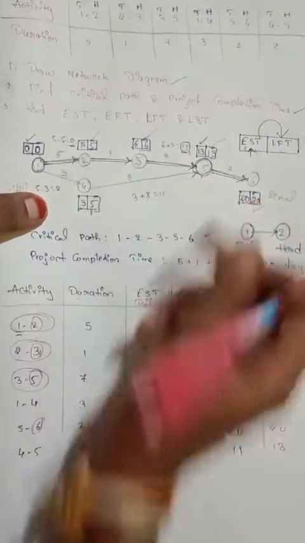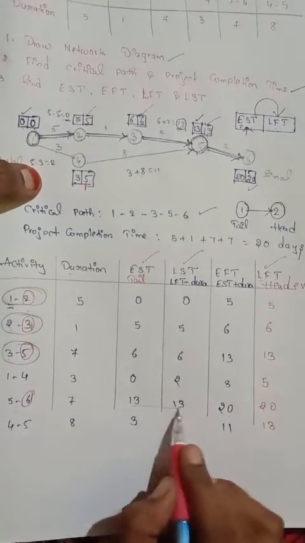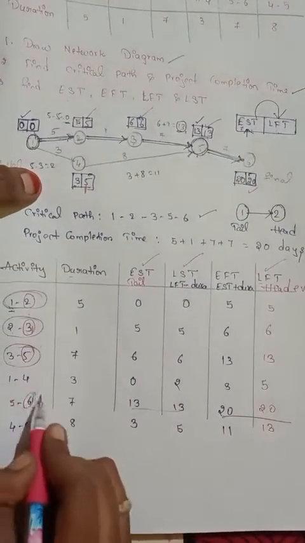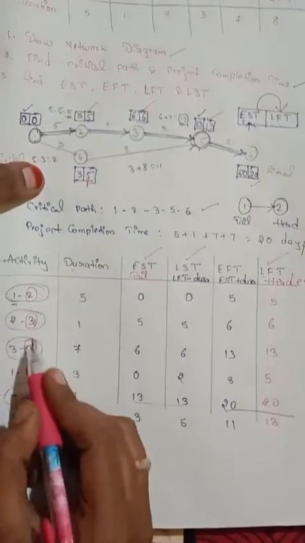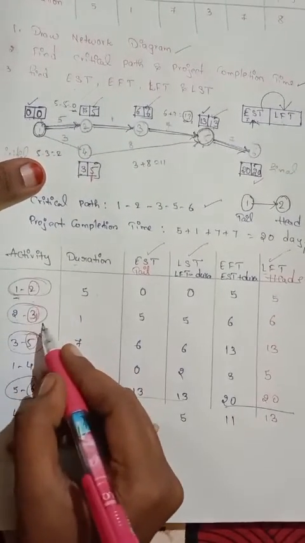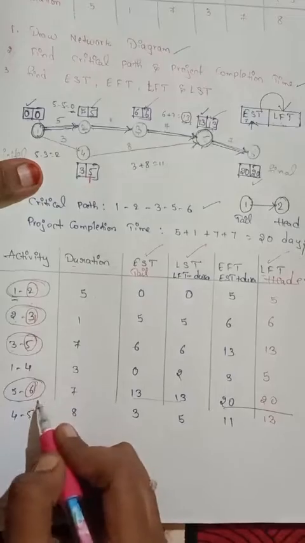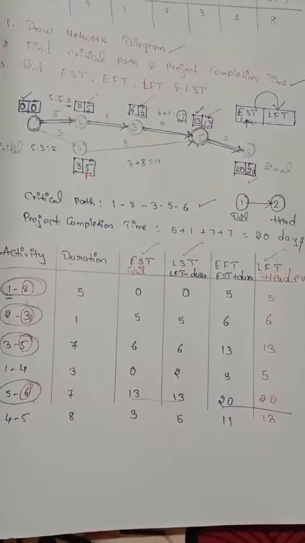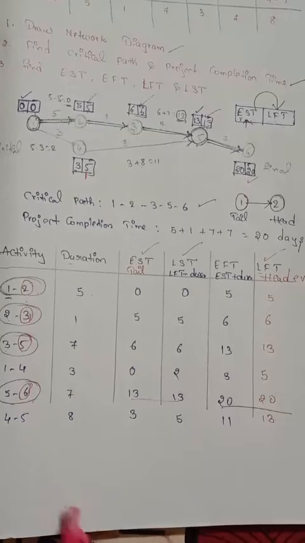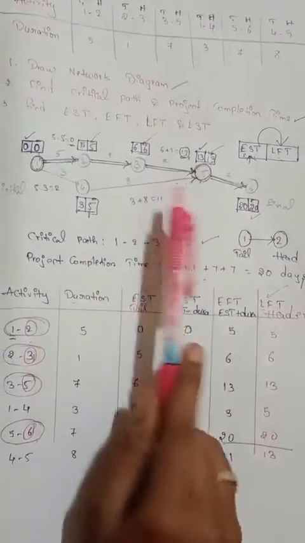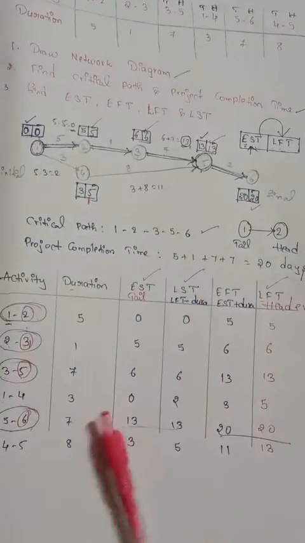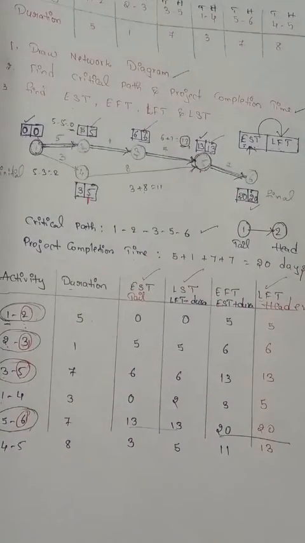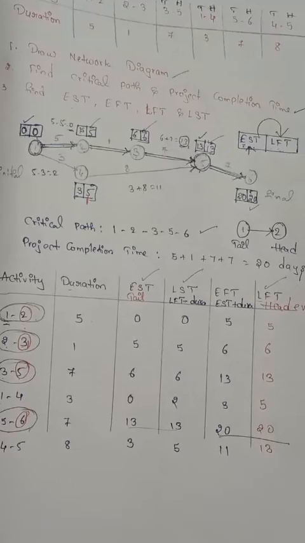Next the last thing is 5 to 6. Let us check for it also, guys. 13 13 20 20. That's it, guys. Our critical path is from 1 to 2, 2 to 3, 3 to 5 and 5 to 6. So this is our critical path. These are the two ways, guys, to find the critical path. One is just finding the same values through the network diagram, and the second is by finding the EST, LST, EFT and LFT. It is very simple, guys.